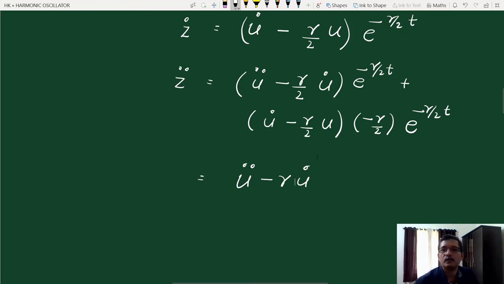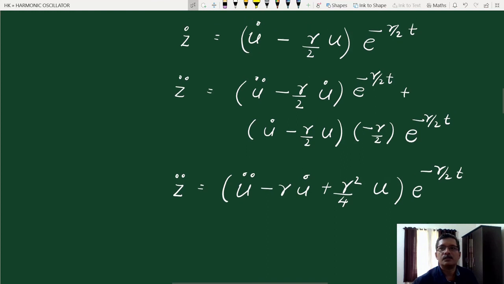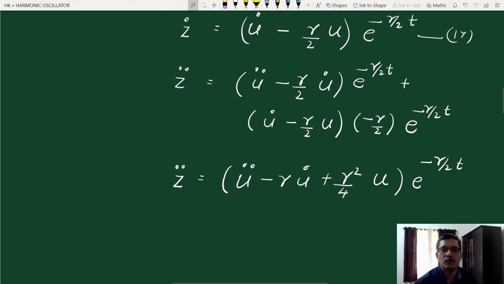So there are two u dot terms that you can combine. What about this term? You have minus gamma by 2 here, another minus gamma by 2 here. So minus of minus will be plus. We have gamma square by 4 u times e raised to minus gamma by 2 into t. This is Z double dot. So let us substitute. The expression for Z dot we can call equation 17. The final expression for Z double dot we can call equation 18.